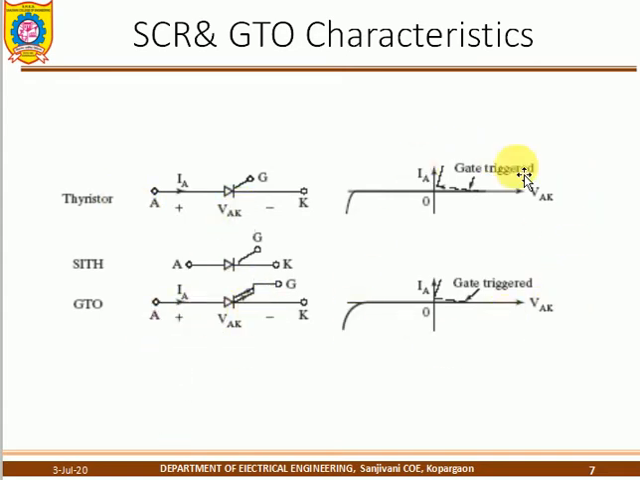When you look at the characteristics diagram, it is called the VI characteristics. The x-axis is V and the y-axis is I. That is why it is called the VI characteristics, or you can say the static characteristics. The characteristics of these two are almost the same.